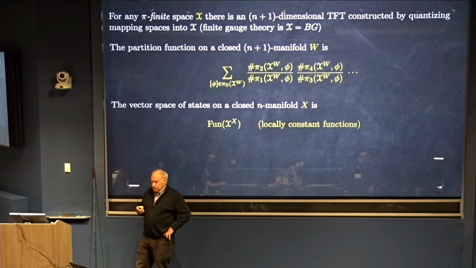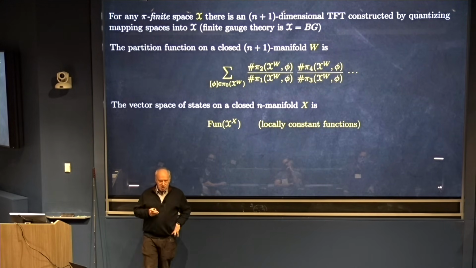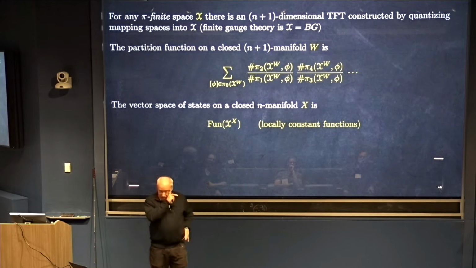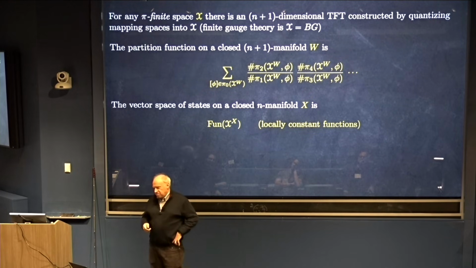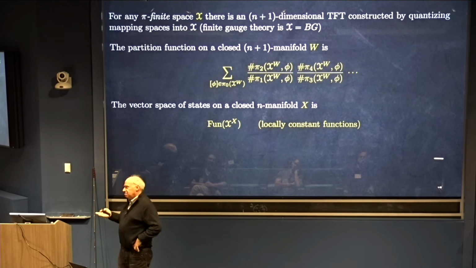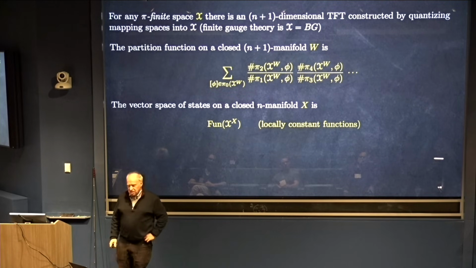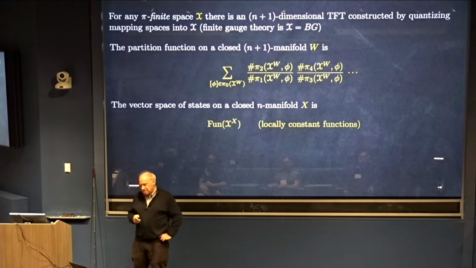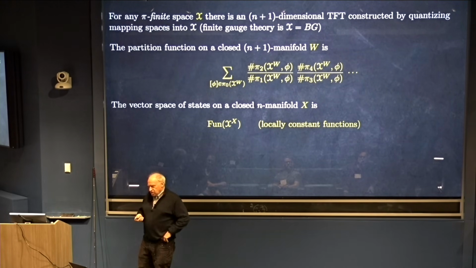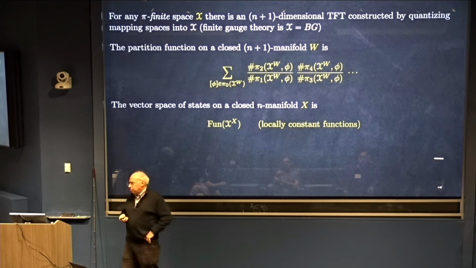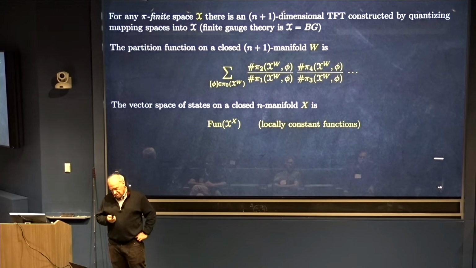What about on a closed n manifold? That's codimension 1 in this theory, so we might want to assign a vector space to that. Well, we take functions on the mapping space of, again, continuous maps from the manifold into this topological space X. So these are the locally constant functions, which factor through to functions on pi naught of the mapping space.